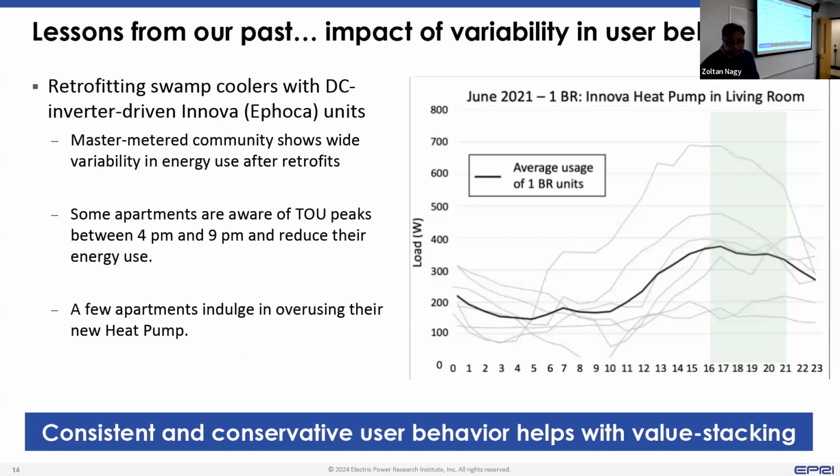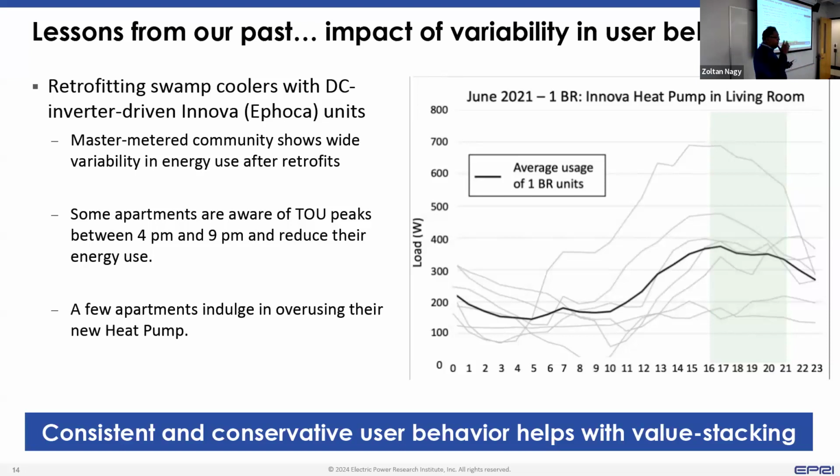And then last but not least is user, how are users impacting the whole thing, right? So this is a community where it had an old swamp cooler, these big fans which have water going through them and basically blowing cold air, that's your cooling that you get, and a gas wall furnace. And these are really old ones which we replaced with a heat pump.